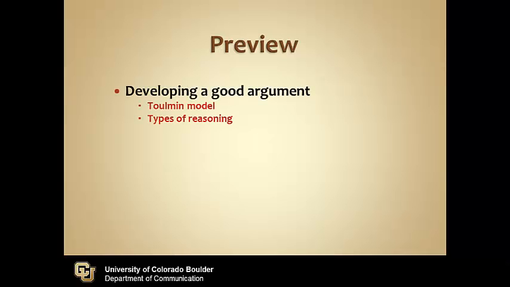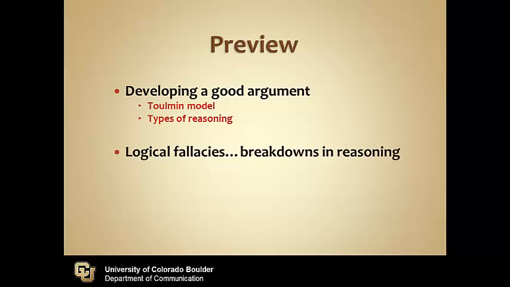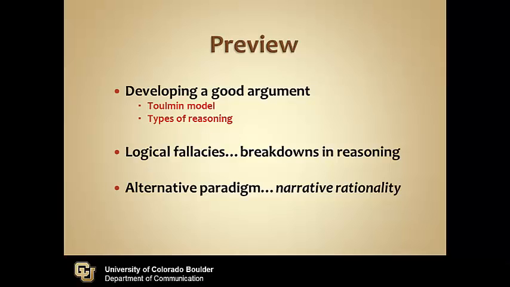First, we'll look at how to develop a good argument, with an emphasis on the Toulmin model of argumentation and different types of reasoning. Then we'll discuss a variety of logical fallacies. These are breakdowns in reasoning that make arguments invalid. Finally, we'll explore an alternative paradigm called narrative rationality that can help us understand why arguments that aren't purely logical and rational are still very effective.